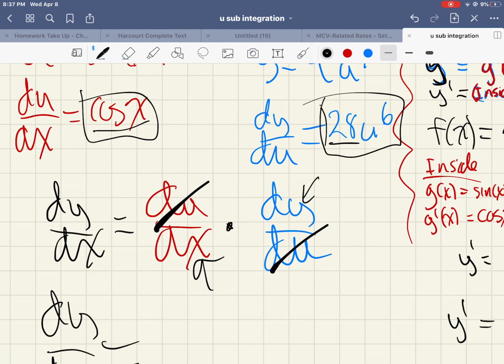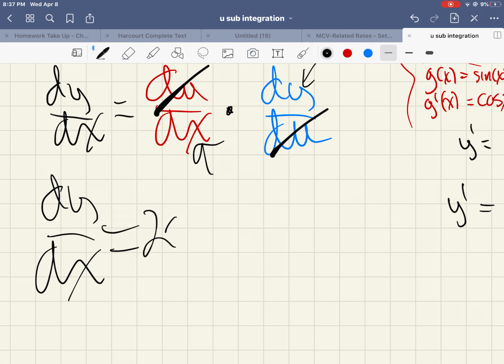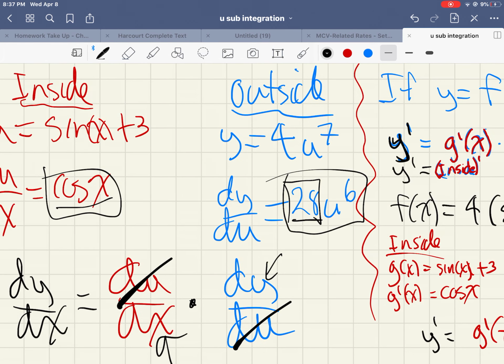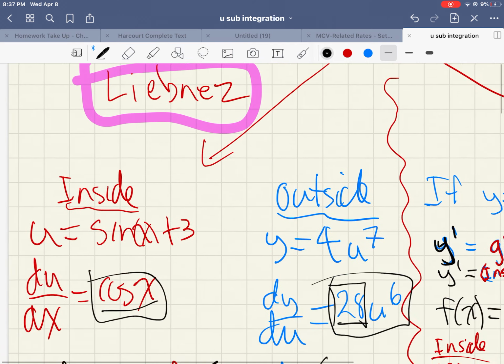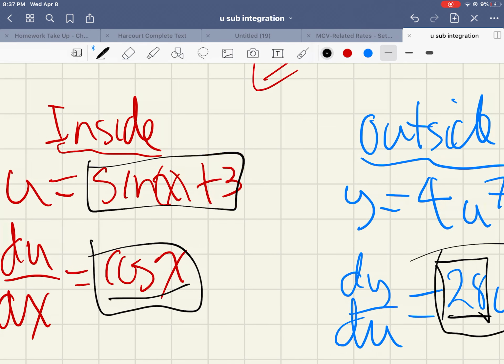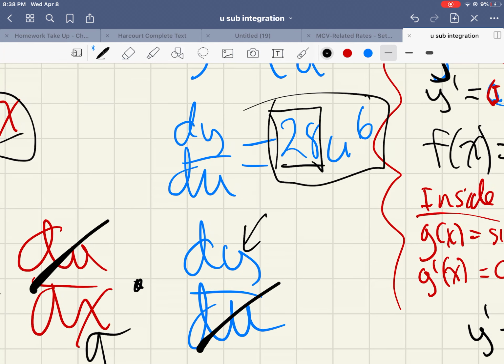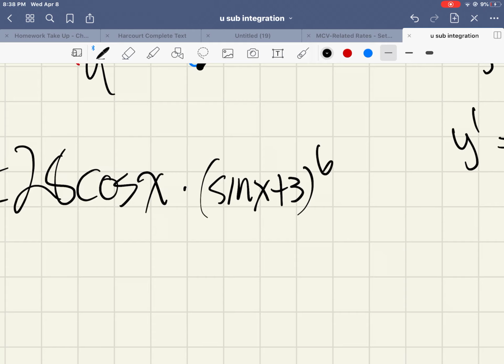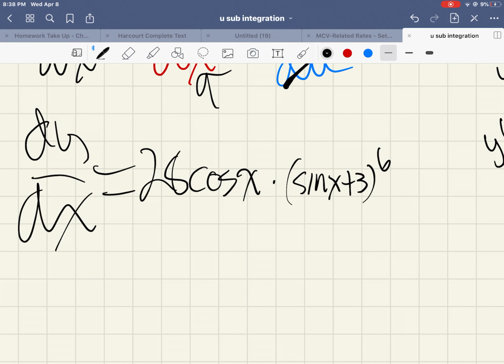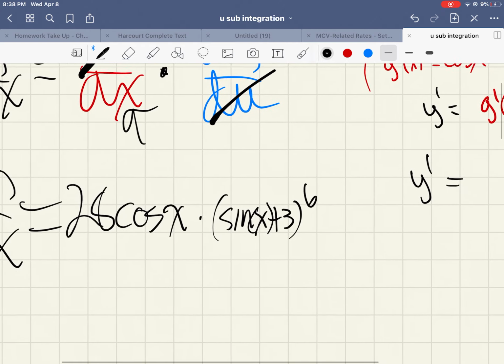So I'm multiplying 28 and cos x. Well, the 28 is going to come first because that's a coefficient. So 28 cos x, and then what comes after that is the inside function, u. Oh, and it was right here, sine x plus 3. So I come down to here, and I multiply that by sine x plus 3 to the exponent of 6. Okay, so there's our answer right there. So that's the chain rule, that's the approach that we've been using all along.